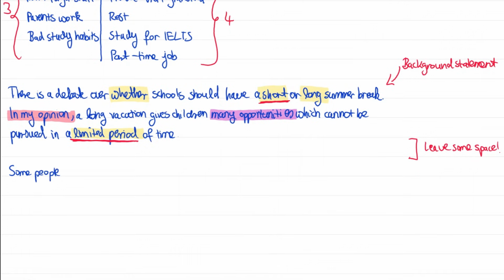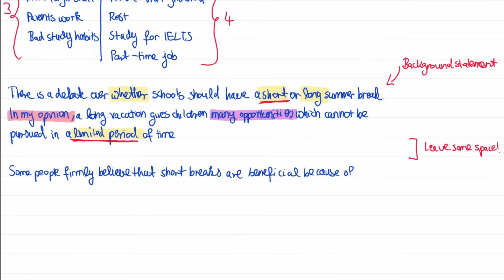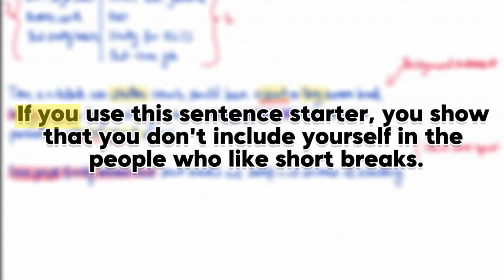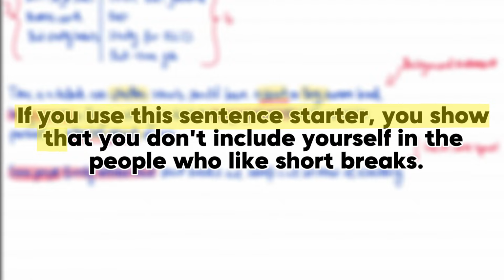Here's the first sentence of the first body paragraph. Some people firmly believe that short breaks are beneficial because of scheduling. "Some people firmly believe that" is directly from my template. It works great for showing that some people have a view that you do not have. If you use this sentence starter, you show that you don't include yourself in the people who like short breaks.